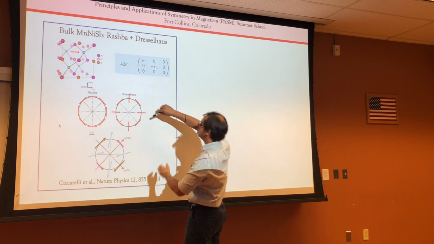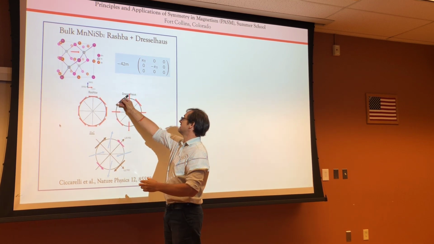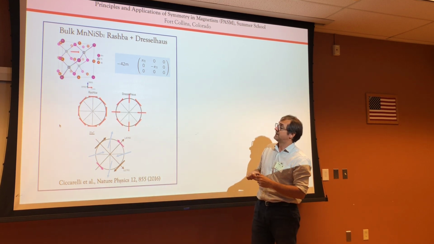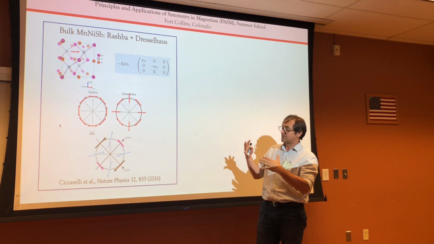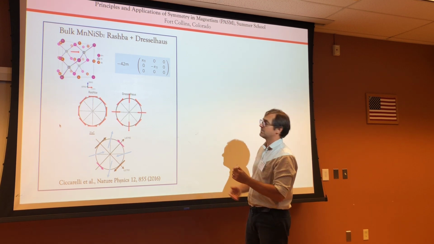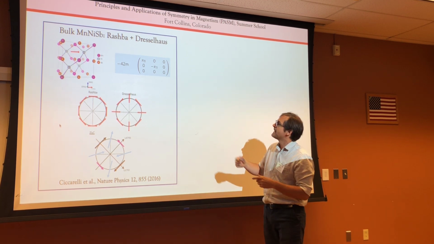Okay, so the field will actually rotate this way, which corresponds to the kind of spin-momentum locking you have in a Dresselhaus material. So we're talking about gallium arsenide with strain, if you wish.